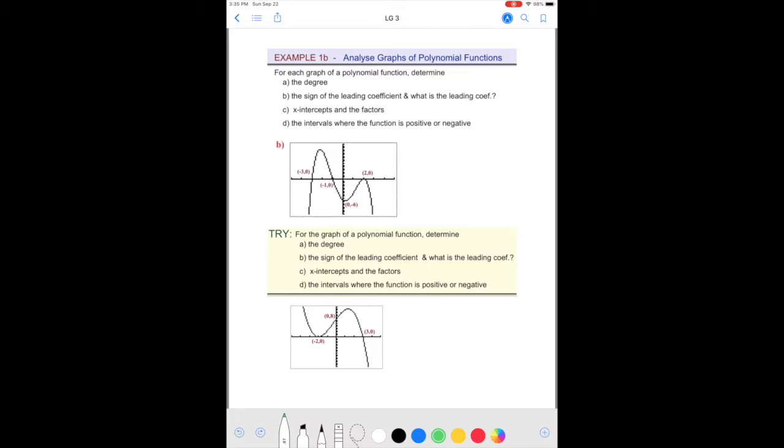Okay, so this one I want you guys to have a try, and I'll give you a few minutes to go through. Hopefully you can understand what I taught you in the previous one, and I'll give the answers and then you can check your answers.